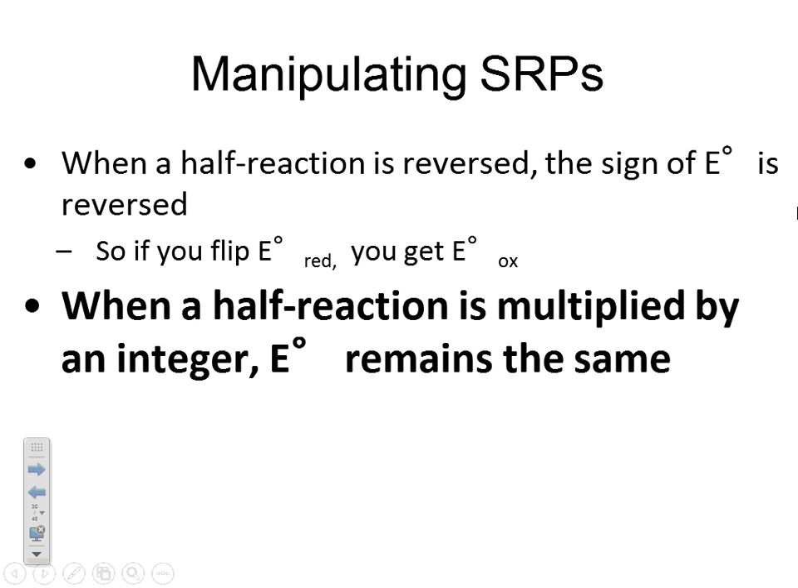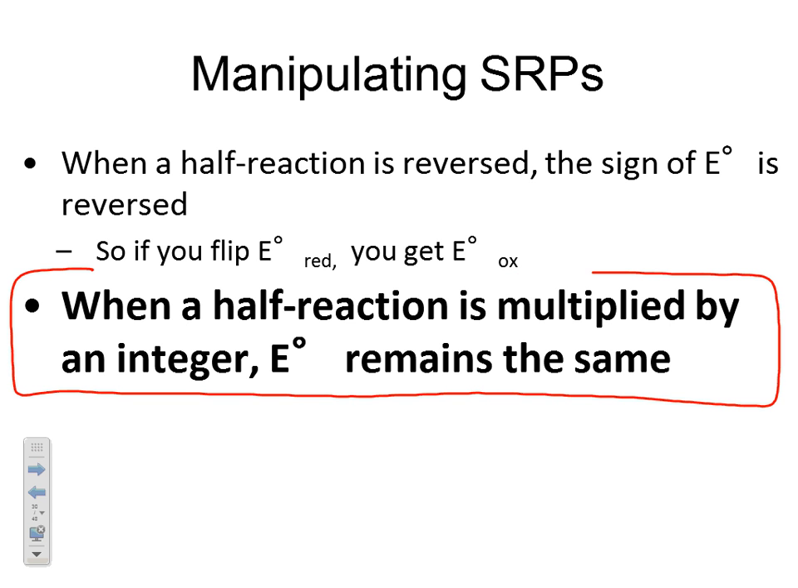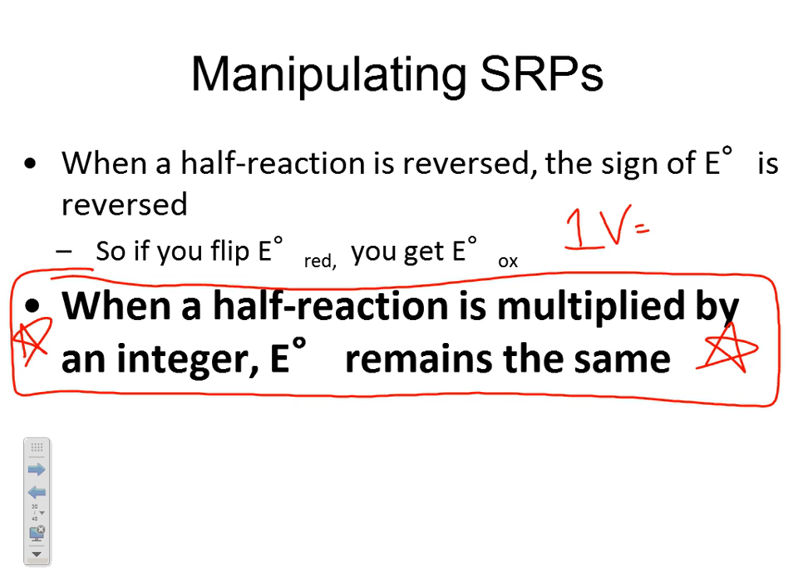However, this is a huge point. If you have to multiply a half reaction by something in order to get an overall balanced equation, in order to get the electrons the same in both your oxidation and reduction half reactions, you do absolutely nothing to your E value. You do not multiply your standard reduction potential by that same value. The reason is that a volt, which is what the standard reduction potential is measured in, is 1 joule per 1 coulomb.